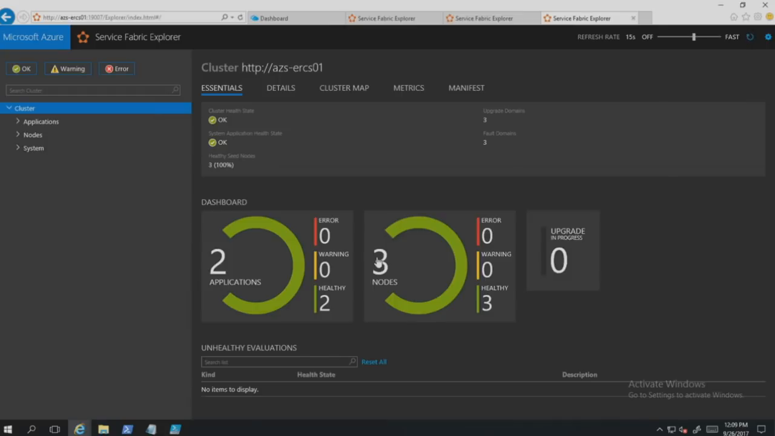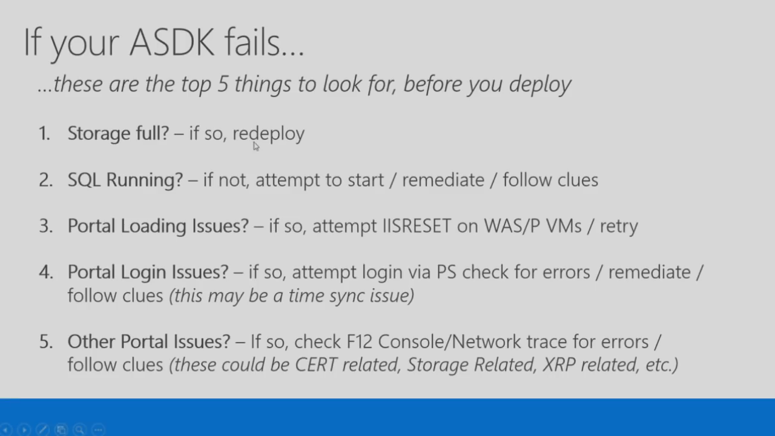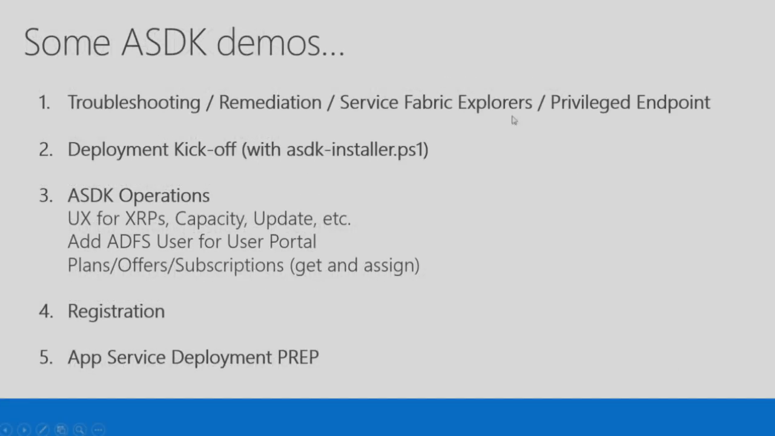So these three are the Service Fabric explorers for the services. It looks like I have a healthy deployment. I'm pretty good to go. But in the case that you didn't have a healthy deployment, you can use this as a litmus test to pinpoint where the issue might be and then what VM you might be able to restart. And I think that was it from troubleshooting.